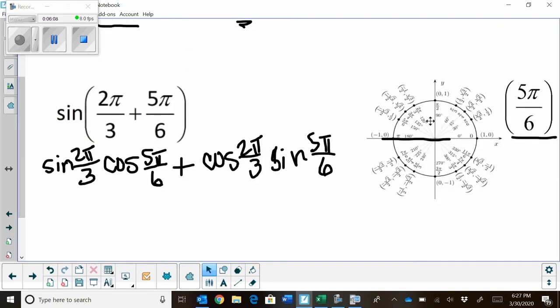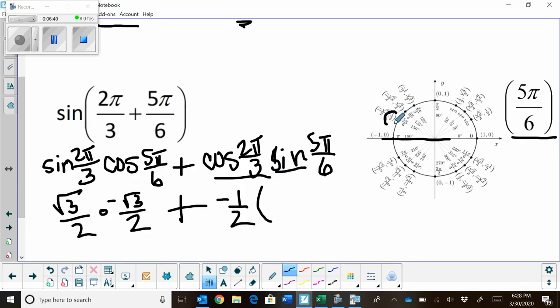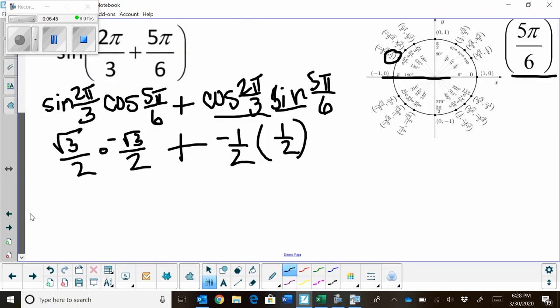Okay, sine of 2 pi thirds is root 3 over 2, times cosine of 5 pi sixths, that's right here, and that is negative root 3 over 2. We're going to add to that the cosine of 2 pi thirds, which is negative 1/2, multiplied by the sine of 5 pi sixths. Well, the sine of 5 pi sixths is positive 1/2. So let's multiply all that together.